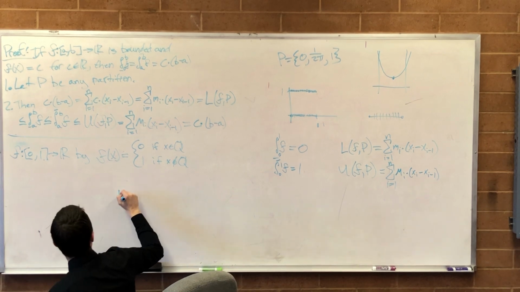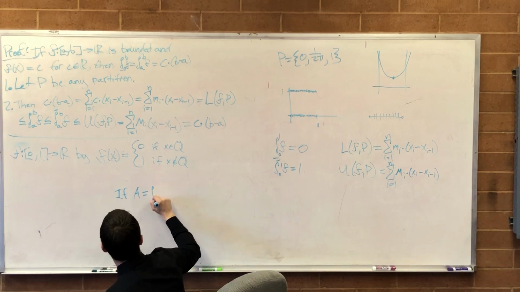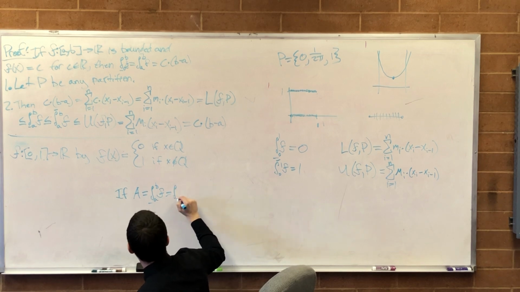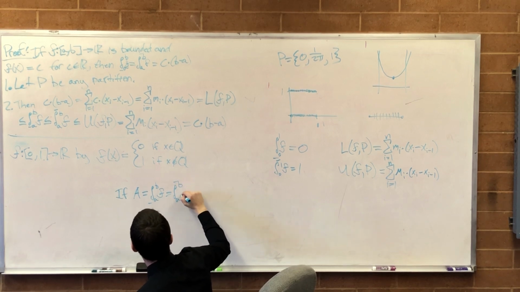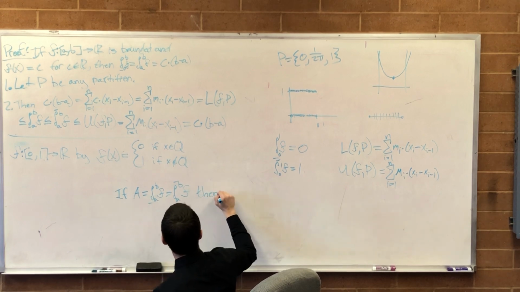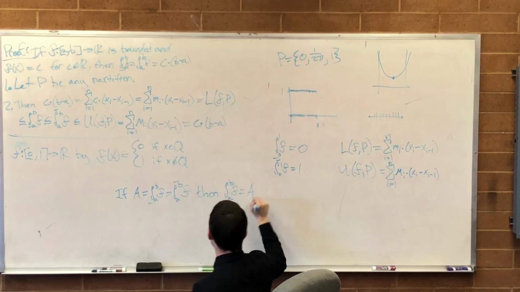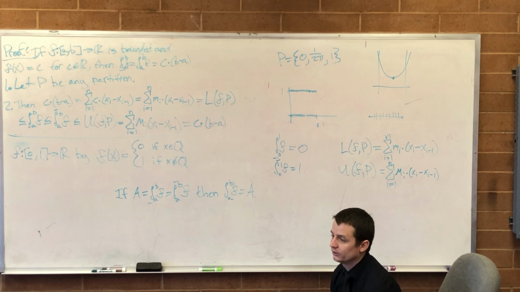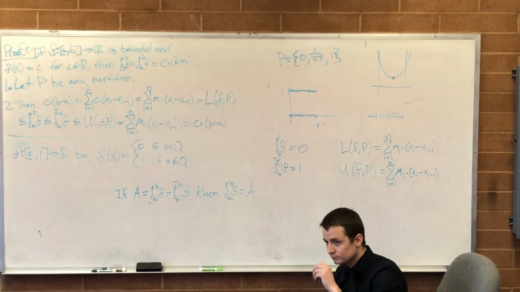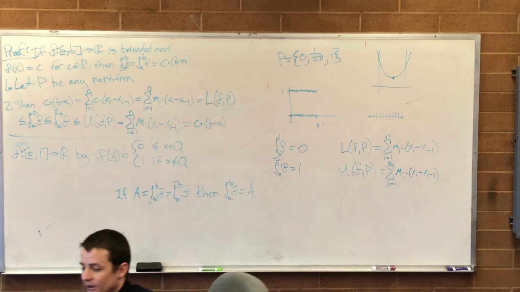So if some number A is equal to the lower integral, which is equal to the upper integral, so if both of these give the same number, then we define the integral from a to b of f to be whatever that number is. And intuitively, it gives us the area under the curve, which is why I chose big A. So that's going to be the first definition we see in the next section.